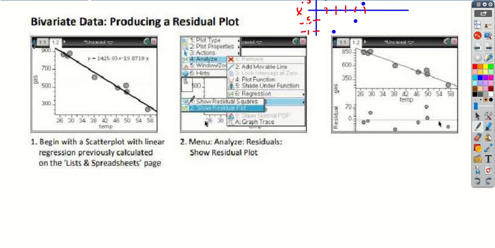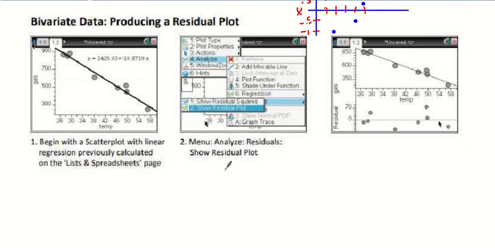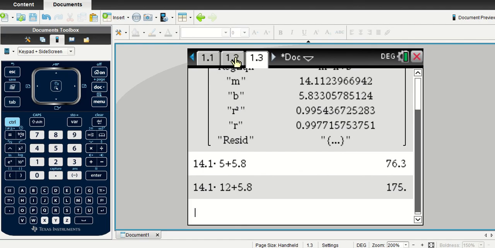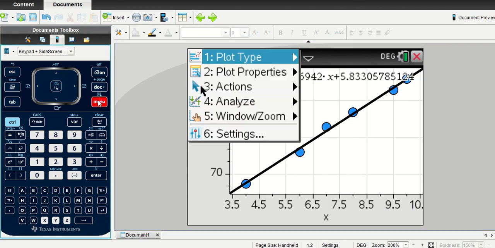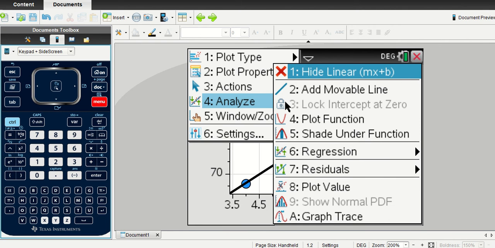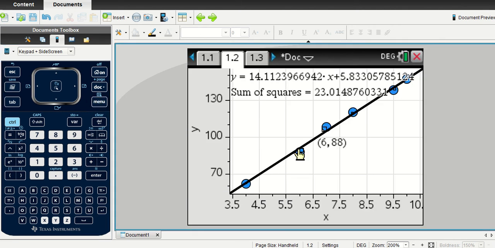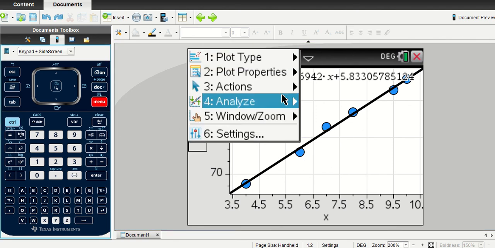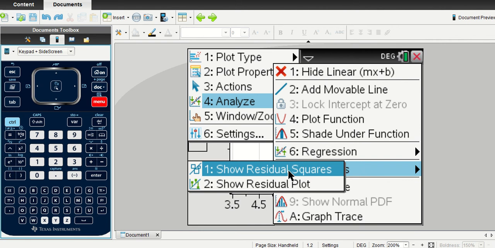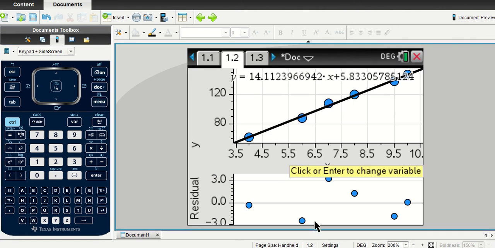Okay. So on our graph, we can create a residual plot. From here, we can go Menu, Analyze, Residuals, and we can say Show Residual Squares. So these are the residual squares where they fall on the line. We normally did not do that. We went to Analyze, Residuals, and Show Residual Plot. Underneath, it gives you the plot, and it shows you exactly where those numbers are falling.